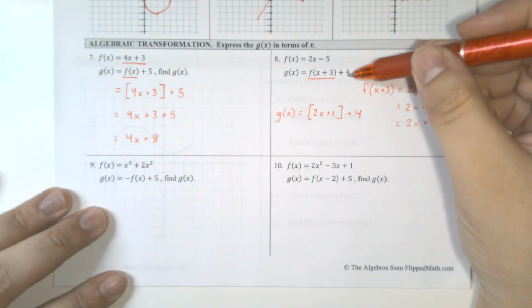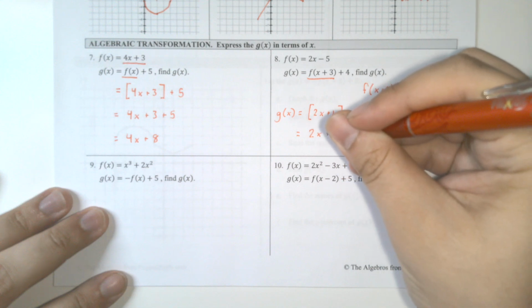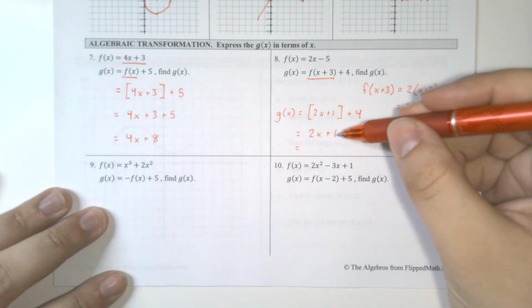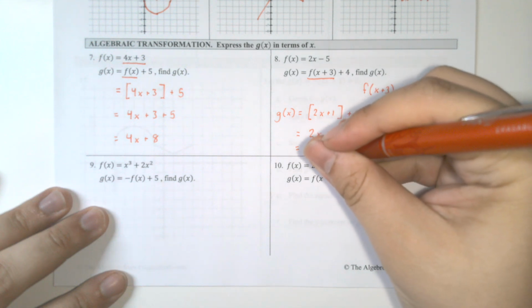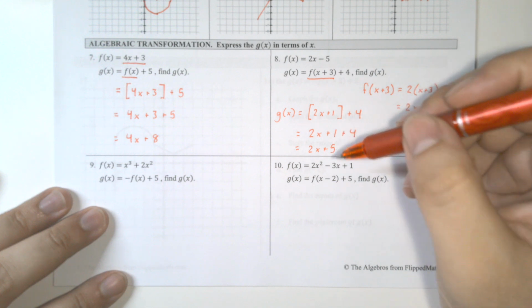And then we're just going to add 4 to that. And again, we don't really need the brackets, but just want to be explicit about what we're doing here. But the 2x plus 1 plus 4 is going to give us 2x plus 5. And so this would be our final answer.